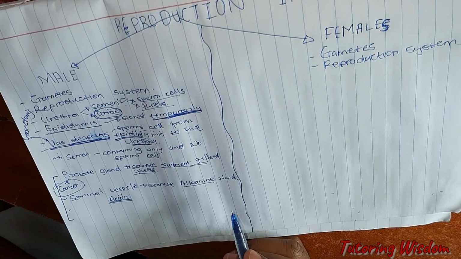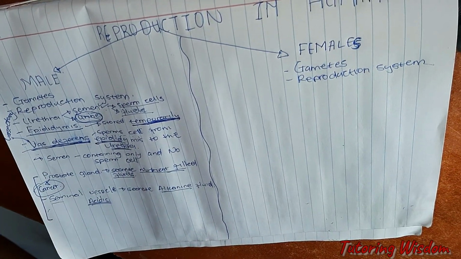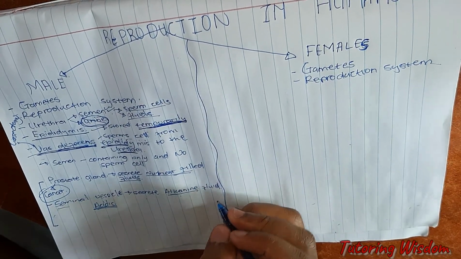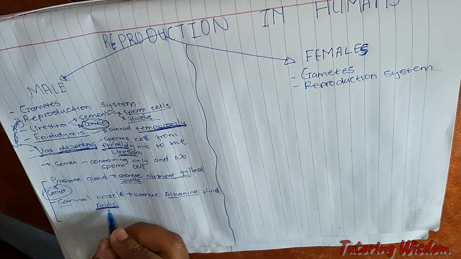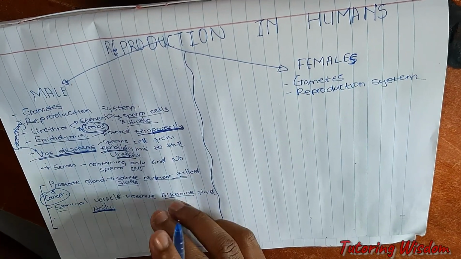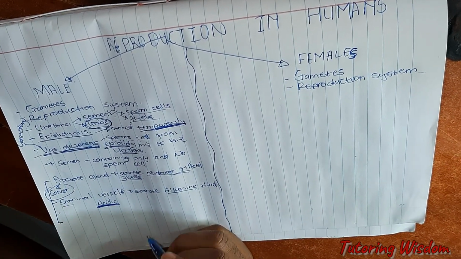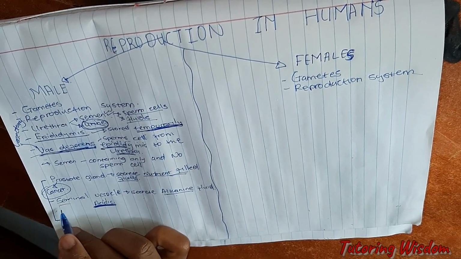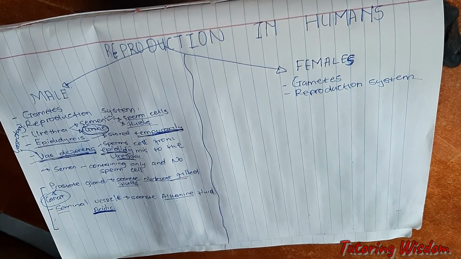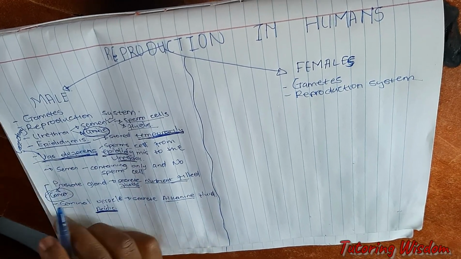The next part we are going to be dealing with is the seminal vesicle. The seminal vesicle secretes an alkaline fluid that neutralizes the acidic levels in the vagina. Sperm cells are sensitive to acidic conditions, so they die in acidic conditions. That's the whole purpose of the seminal vesicle, to secrete alkaline fluid which will protect the sperm cells from the acidic conditions in the vagina.